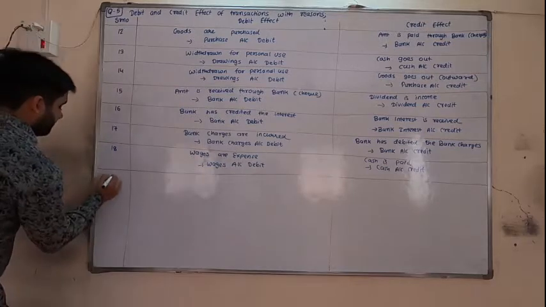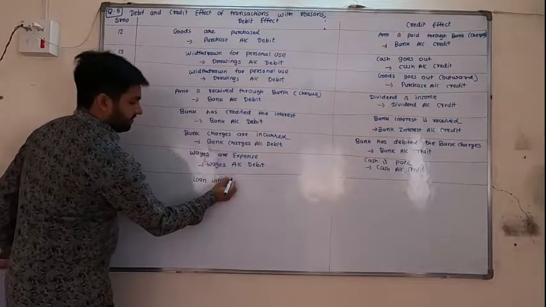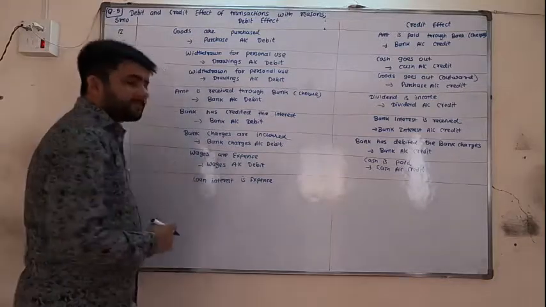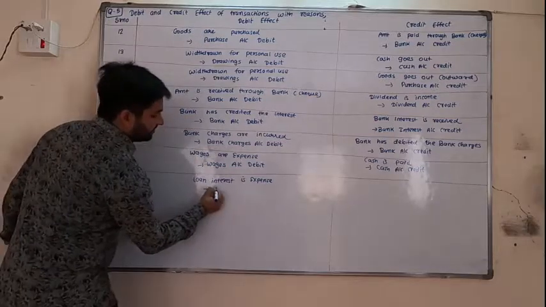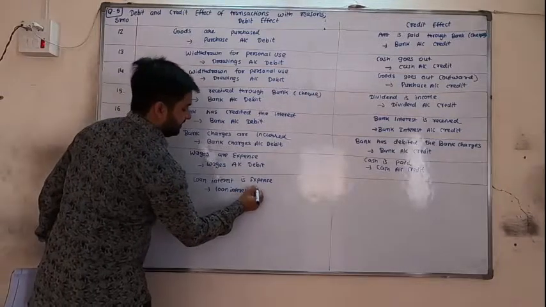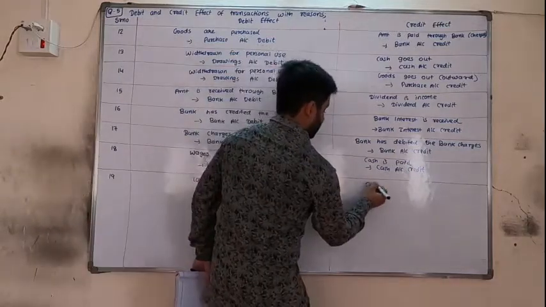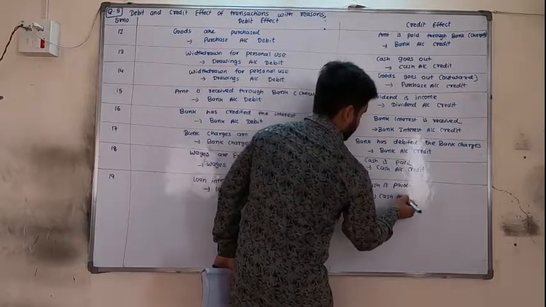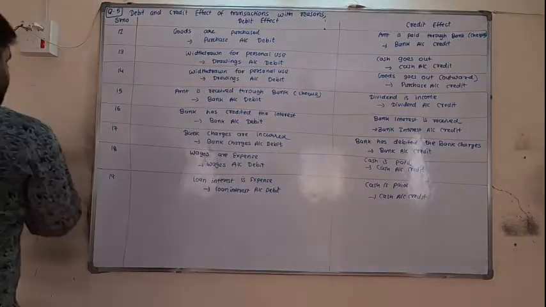Okay. Number 19. Loan interest is expense. Why is it expense? Again, I will tell why these both are expense, because the paid word is given. If the received word was given, then they are to be credited because they are income. Loan interest account debit. Cash is paid. Cash credit.